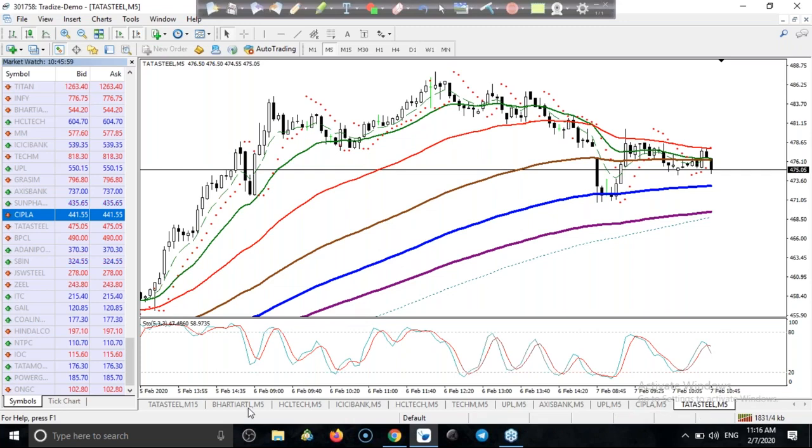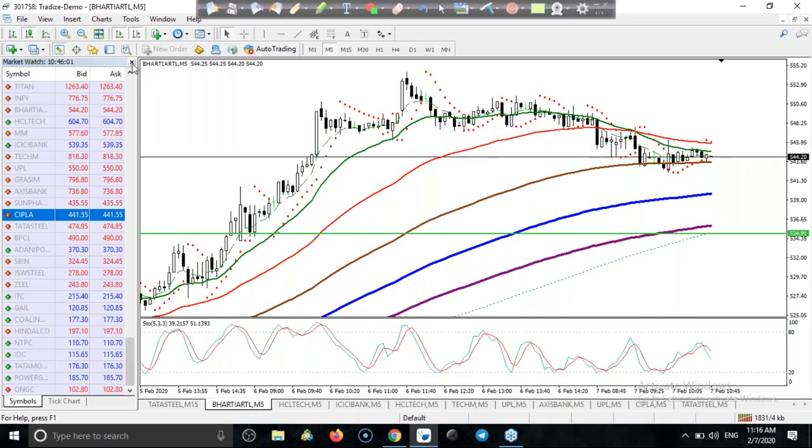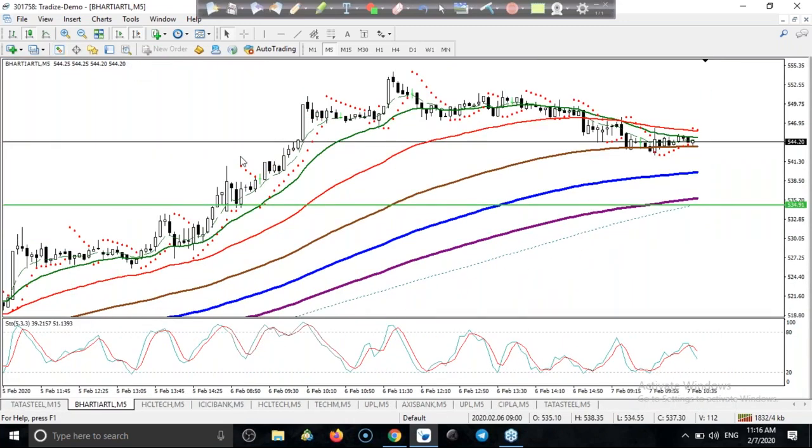Now you can see this is Bharti Airtel. Okay, now what we have seen. Now let me explain the basic rules to enter in this market.